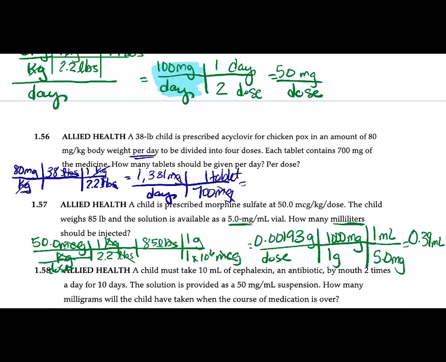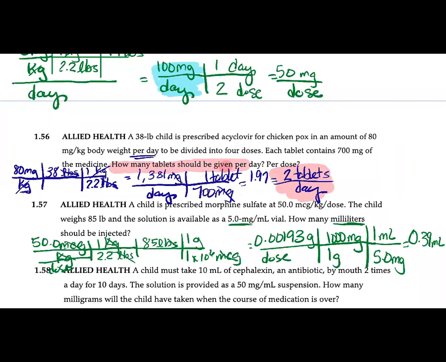That's 1.97. But can you really do 1.97 of a tablet? No, you're going to round, so that's going to be 2 tablets per day. So that's my answer to my first question. How many tablets per day? 2 tablets per day. Now the question is, how many per dose?